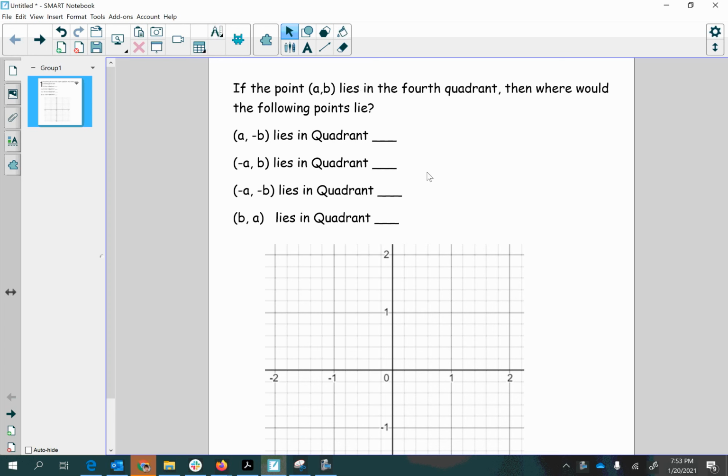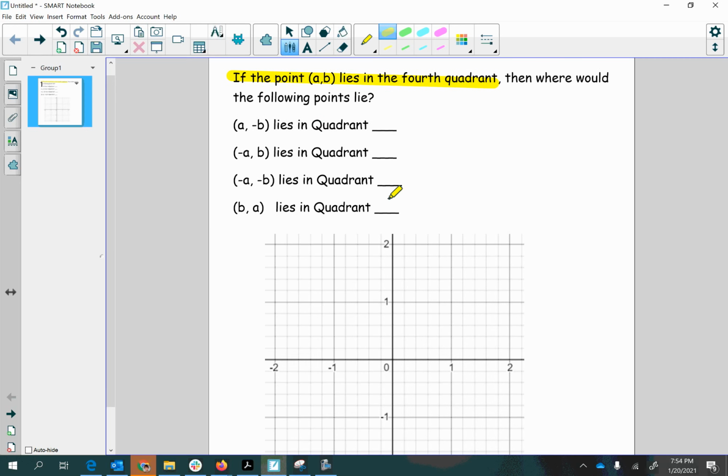Remember, mathematics is an if-then subject. What I mean by that is you always have to look for the ifs or any conditions, any given information, and then knowing that given information, how does that apply to the rest of the question? So the if part here that we need to really make sure we keep in mind is that this point lies in the fourth quadrant. So whatever point (A, B) is, we know it's in quadrant 4.